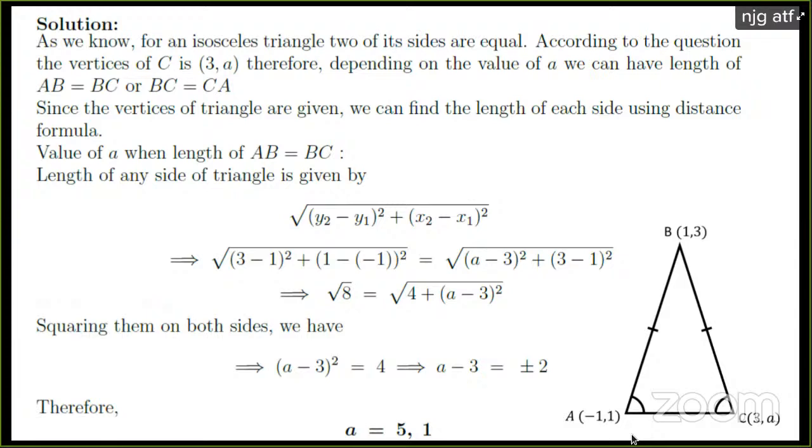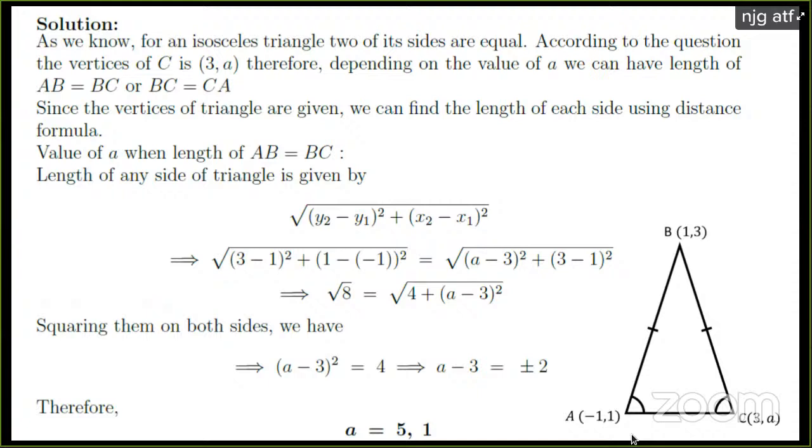Take this 4 to the right hand side, you will get (a − 3) whole square is equal to 4. So if you square root it on both sides, you will get a − 3 will be equal to plus or minus 2, right? It can be plus 2 or it can be minus 2. So therefore, you will get two values for a, which will be equal to 5 and 1. So let's just recheck this.